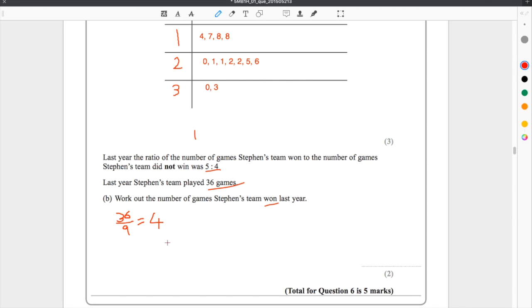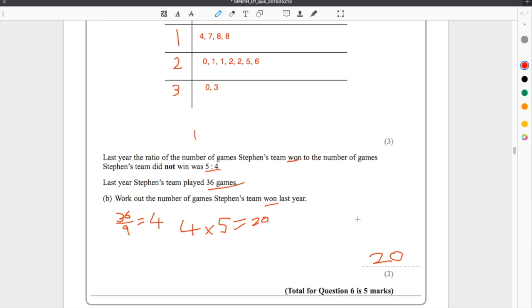And now what we do with this number is we multiply this by the number that represents the games that the team won. And clearly this is a ratio of won to lost, so the 5 in this ratio represents the number of games won. 4 times 5, 20 games were won last year.